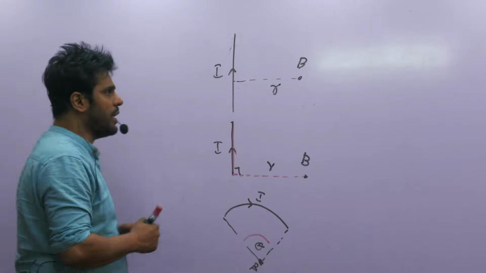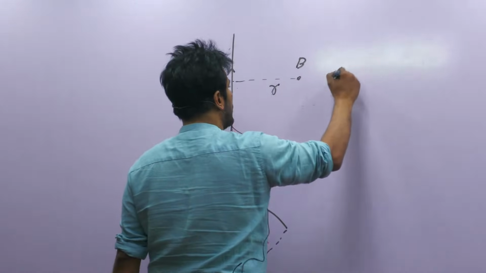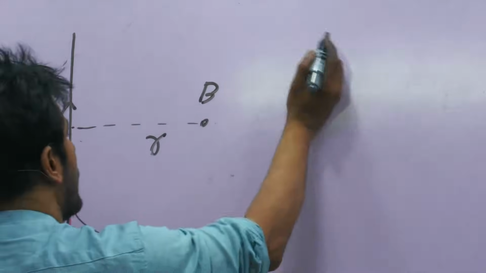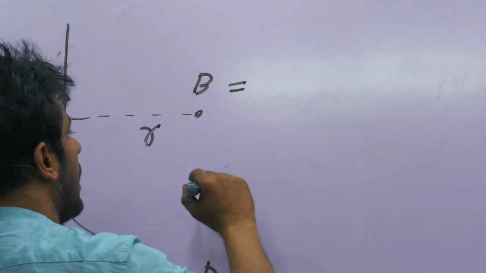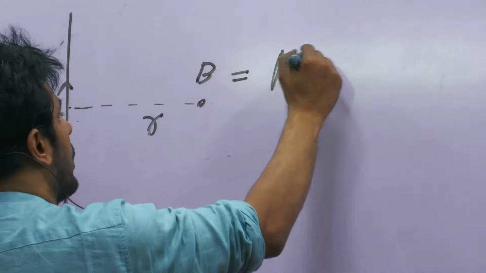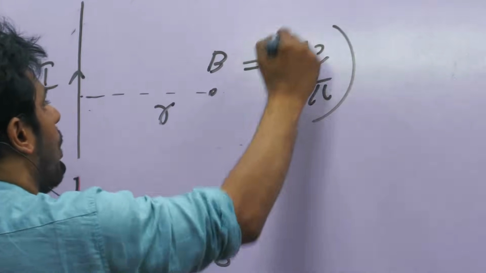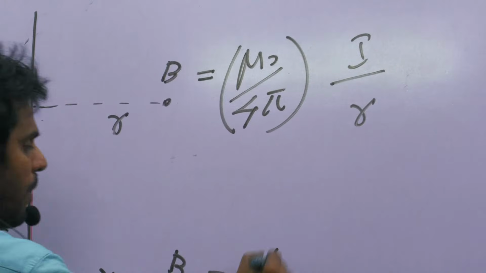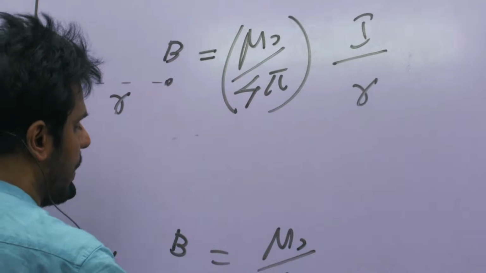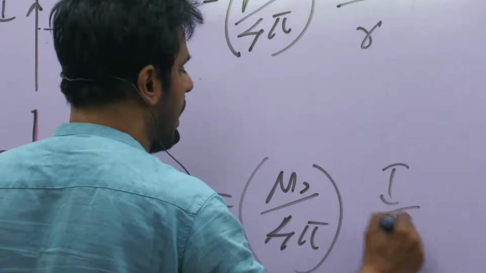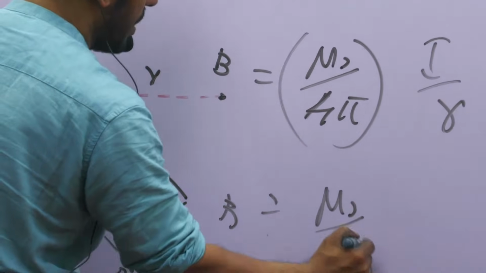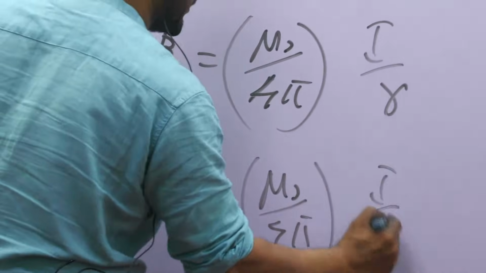This is very easy. First one, here I am going to write the first equation. B equals, I told you, always it gives mu naught divided by 4 pi. Always it has I and always it has R. In this equation, always it has mu naught divided by 4 pi, and I divided by R.